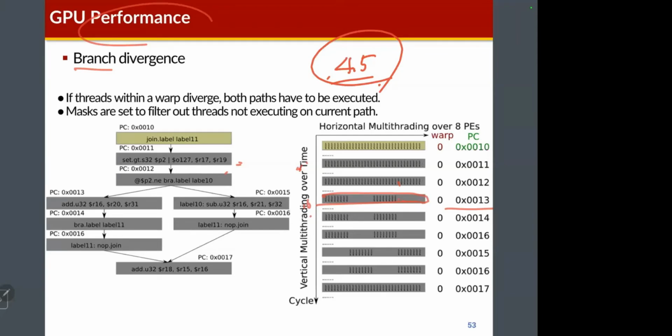Recently, many general purpose applications are ported to the GPU domain, and another performance issue of this general purpose GPU computing is the branch divergence. So this is another performance degradation issue of GPU architecture.